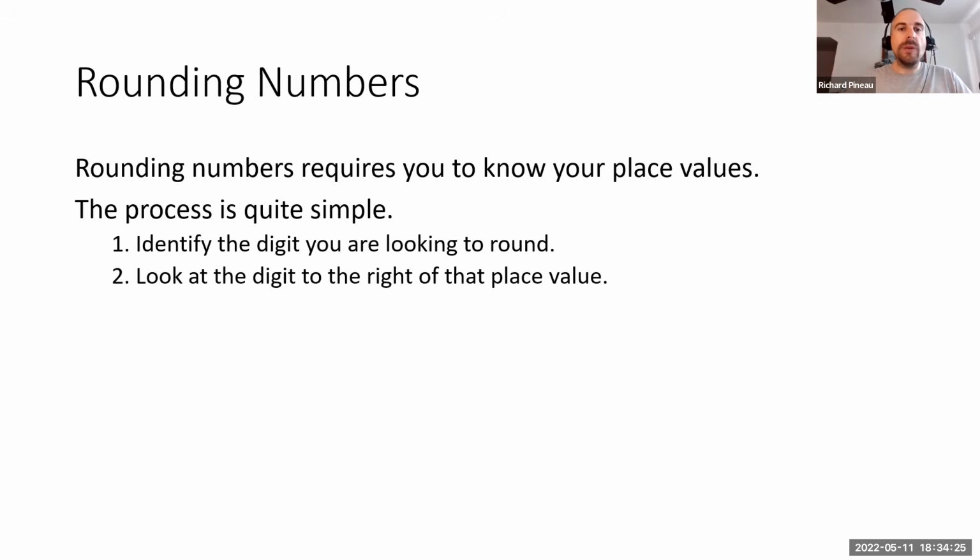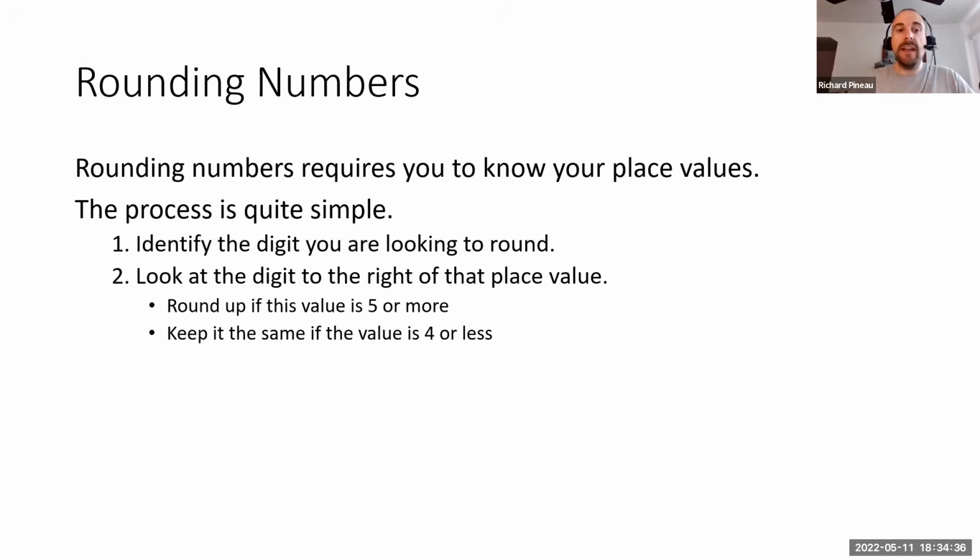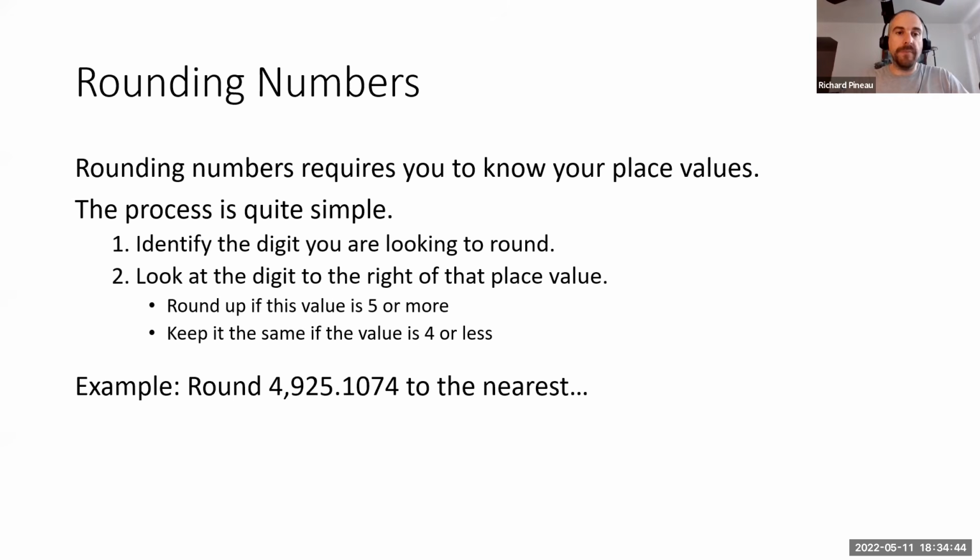Then what we do is we look at the digit that's to the right of that place value, all right? Now, if that digit is 5 or more, then we round up. If it is 4 or less, we keep the number the same. So the number that we're interested in rounding, we would keep the same. Okay, so let's look at this example.